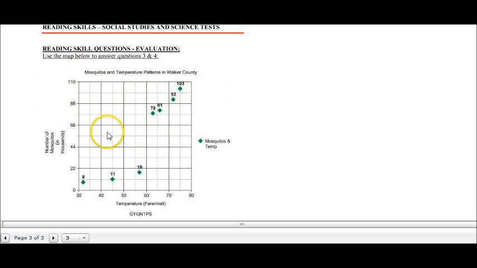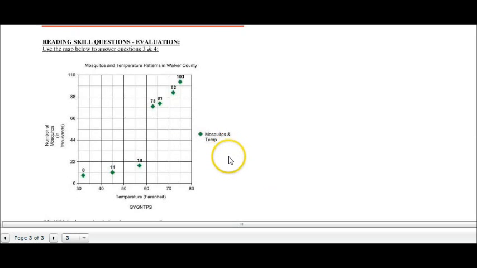We get a chart. We want to familiarize ourselves with the chart. What is this chart actually saying? So it's about mosquitoes and temperature patterns in Walker County. And then on this side, on the y-axis, to borrow from math, this tells you the number of mosquitoes in the thousands, and this here on the x-axis tells you the temperature. And so there's a correlation between the temperature and the mosquitoes, and you can kind of see a trend here on the chart. The hotter it gets, the higher the mosquito population. The cooler it gets, the lower the mosquito population. So you want to just familiarize yourself with the chart even before you look at the questions and see what's going on. Okay.